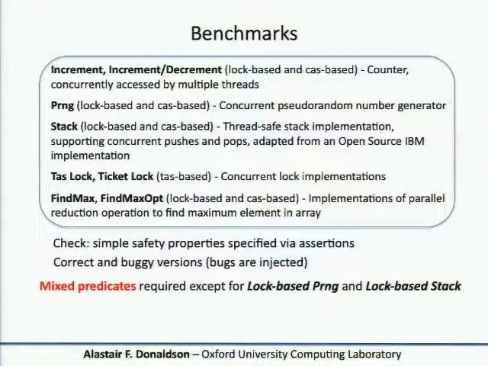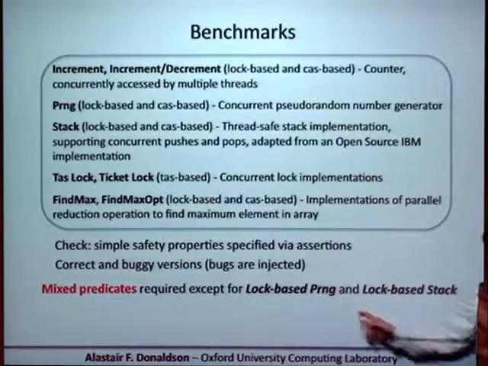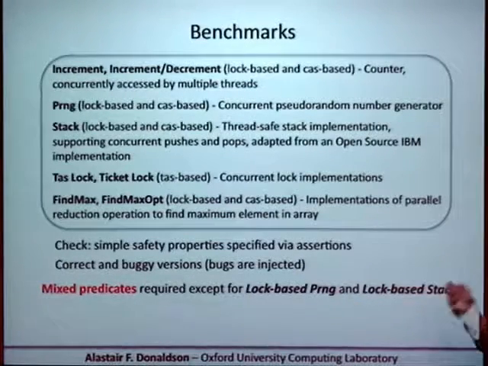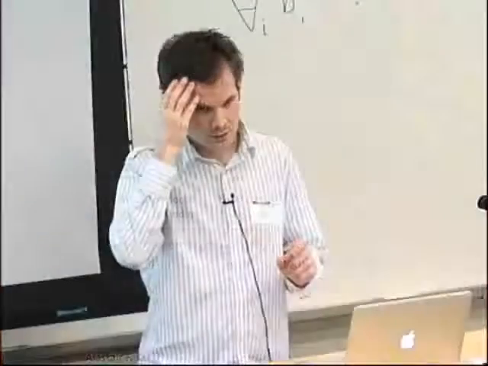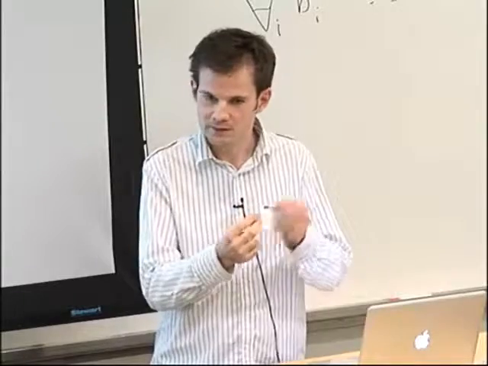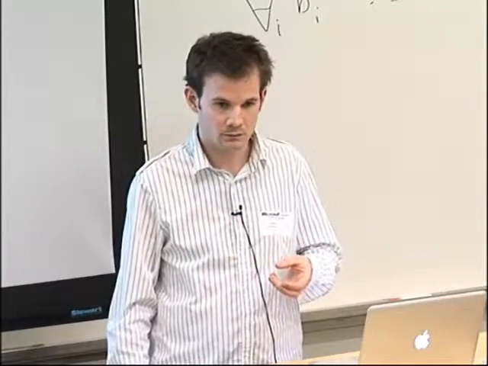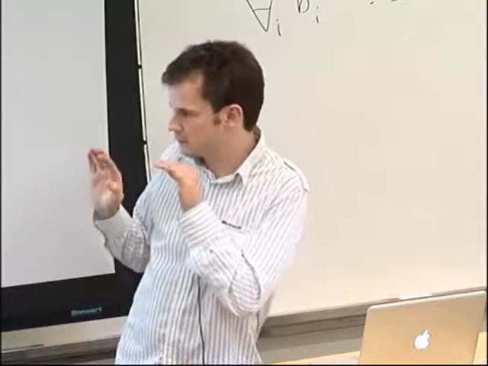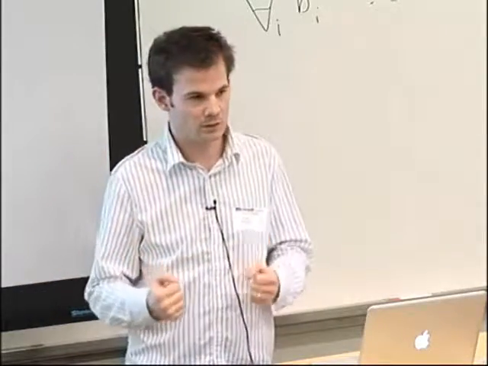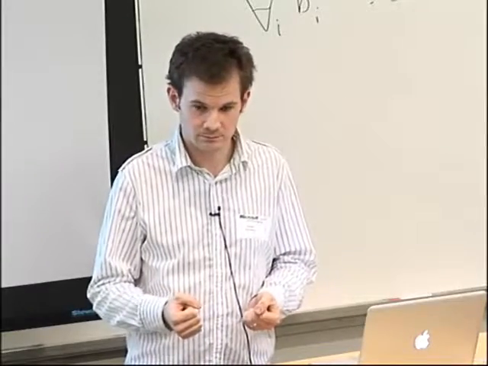So mixed predicates were necessary for all of these examples except for the lock-based pseudorandom number generator and the lock-based stack implementation. And the intuition here is that to build these lock-free versions, you need to do these tests that check whether some local variable is still equal to a shared variable. And that's a kind of good source of a mixed predicate. So it's not really a surprise that in these versions where you imagine you have a lock as a primitive language construct, you don't necessarily need mixed predicates.